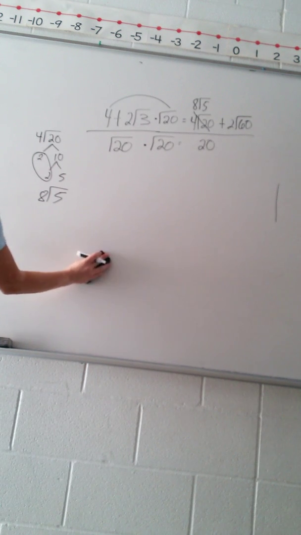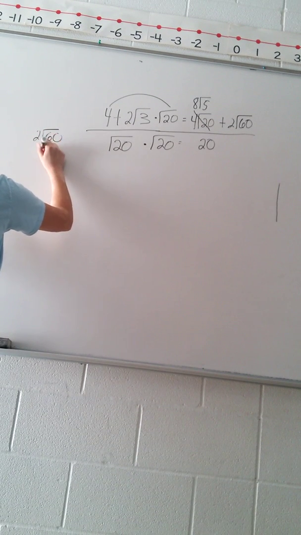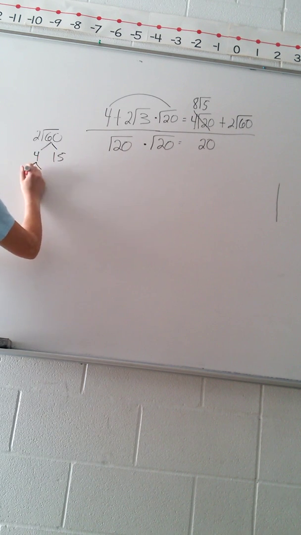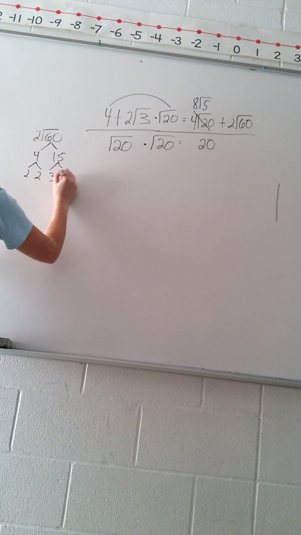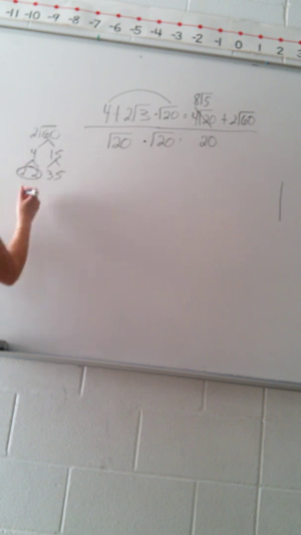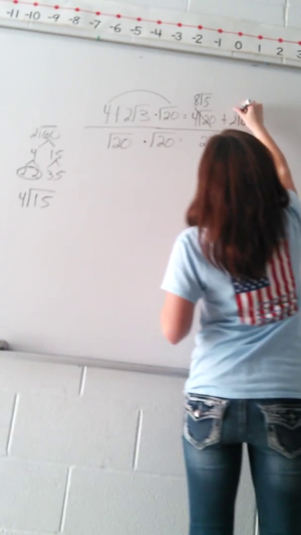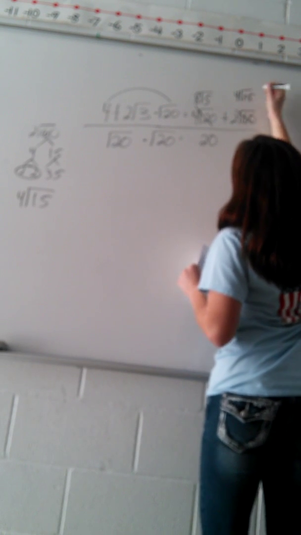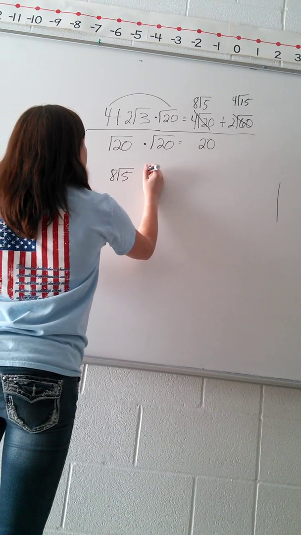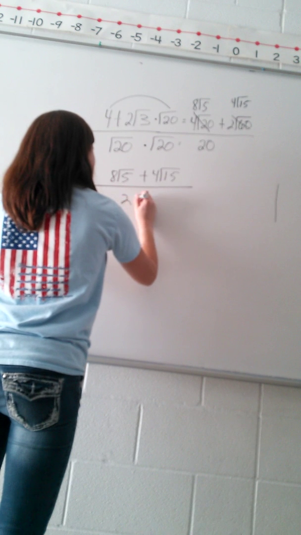Now we need to do the 2 radical 60. 60 can be broken down into 4 and a 15, 2 and 2, 3 and 5. So now we multiply the set of 2 by 2 and get a 4 radical 15. Okay, now we have 8 radical 5 plus 4 radical 15 over 20.